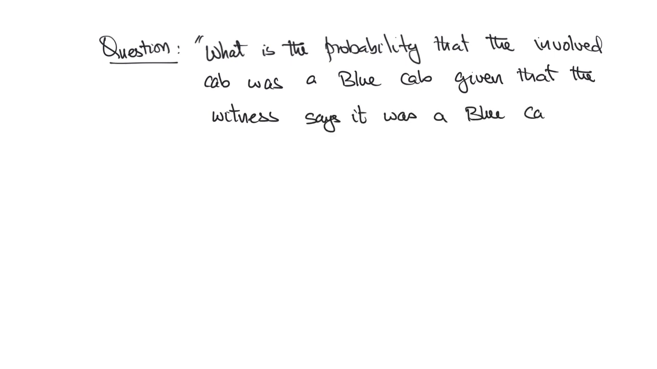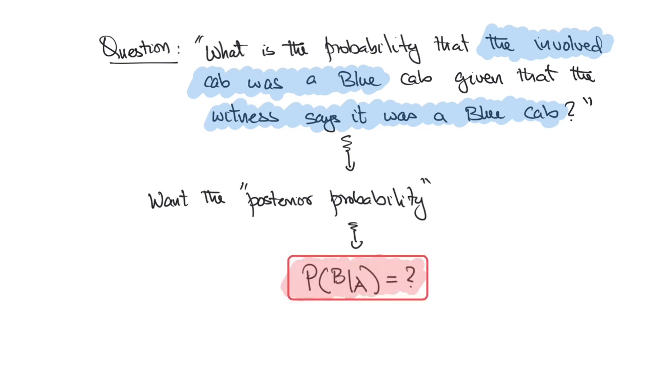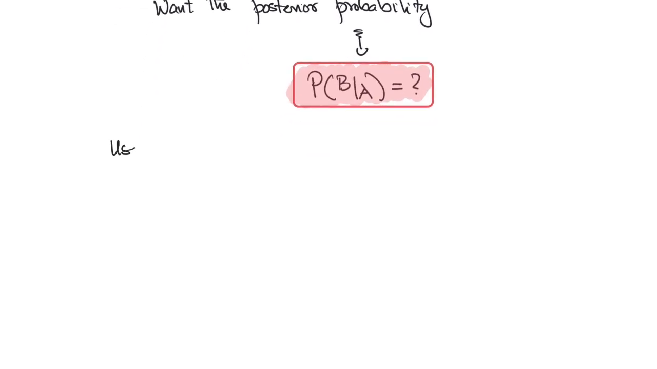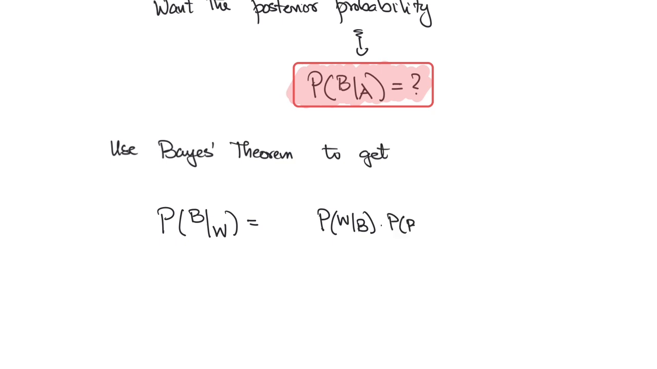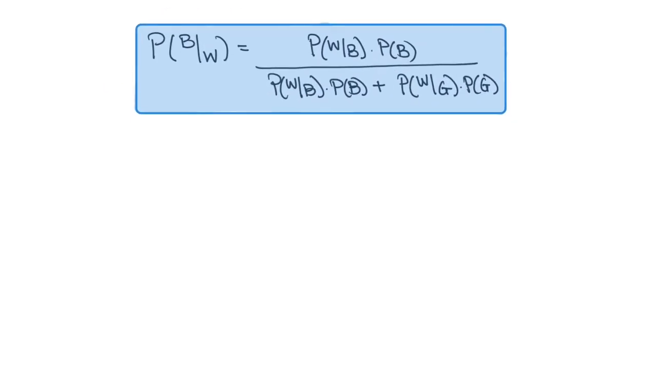We are looking for a posterior probability given by the formula probability of the event B happening, given that W has happened. There is a typo over here. It should have been a W in the video. So we'd like to use Bayes' theorem to get the following formula. The probability of B given W is going to be the probability of W given B times the probability of B divided by the probability of W given B times the probability of B plus the probability of W given G times the probability of G.